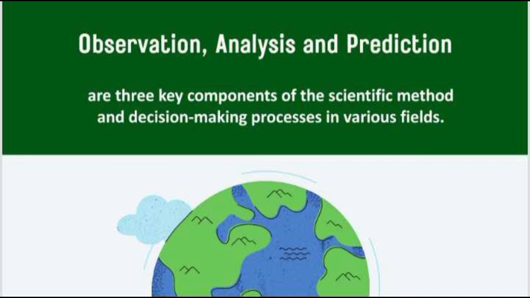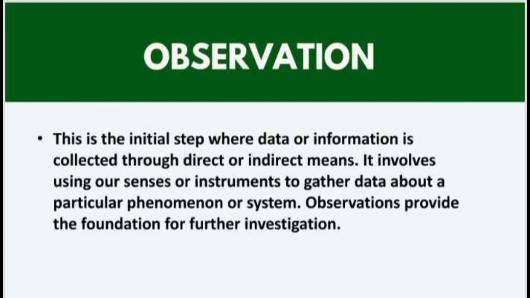Next, there are three key components of the scientific method and decision making process in various fields, such as observation, analysis, and prediction. We all know that science is a way of improving our knowledge and understanding of nature, and it has helped us to understand our world through making observations.